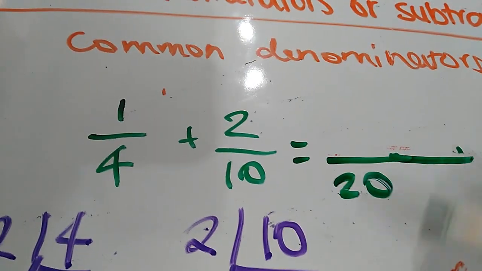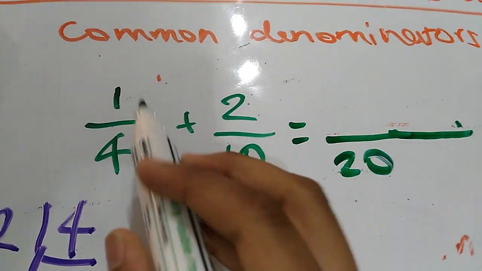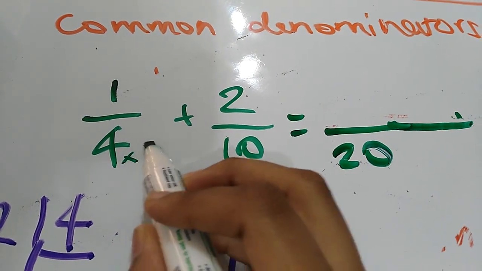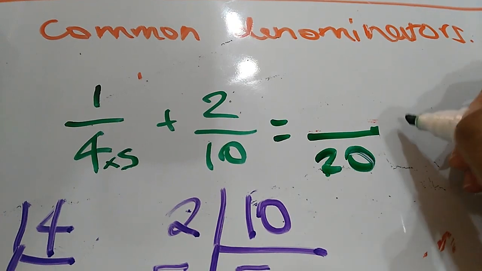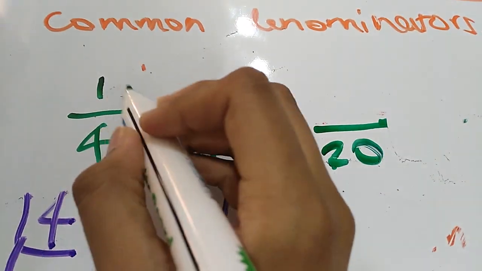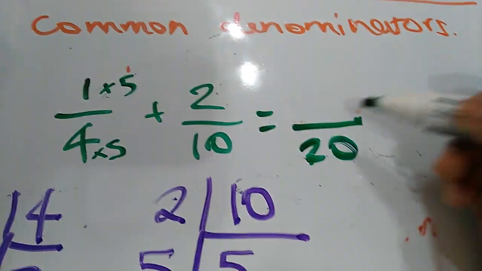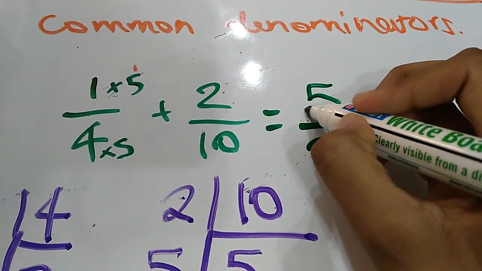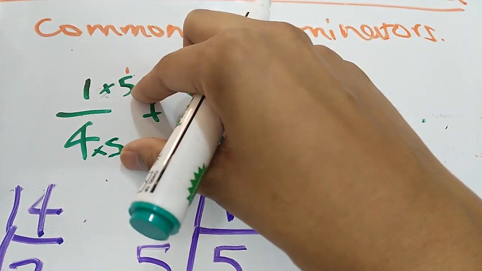Now, remember what we said about equivalent fractions? What we do to the bottom, we do to the top. So I times 4 by 5 to get to 20. So I have to do the same at the top to make sure that the value over here is the same. So 1 times 5 is 5. So this fraction here is now equivalent to this fraction.